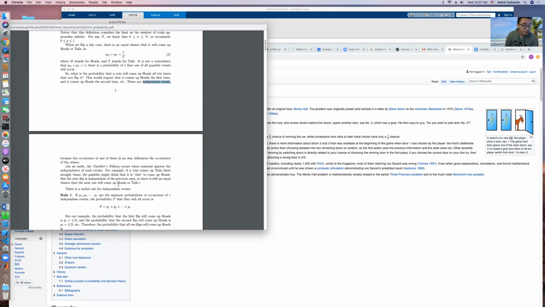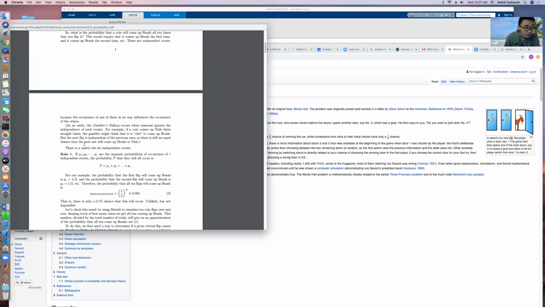So what are independent events? Independent events are events where the occurrence of one of them in no way influences the occurrence of the others. That means they don't affect each other. In probability, we believe that when you flip a coin twice, the result of the second flip doesn't depend on the result of the first. So that's what independent means.